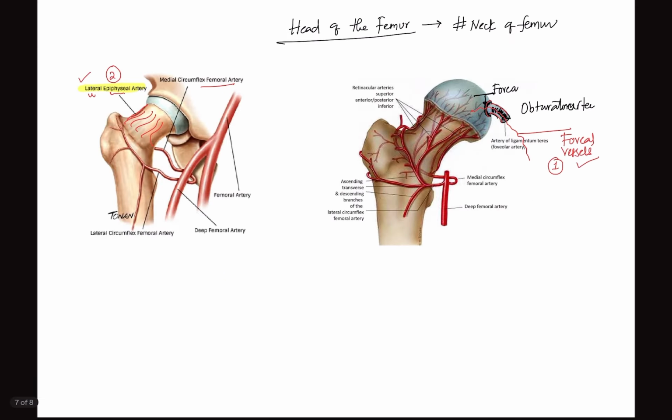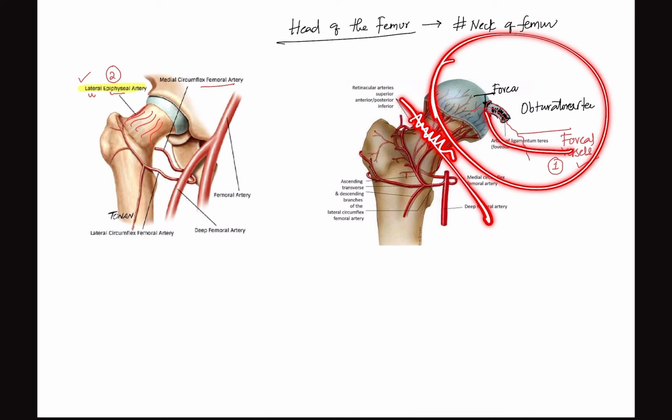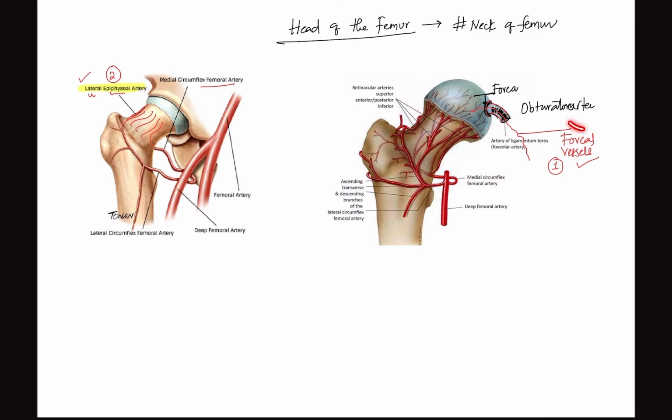Let's say there is a fracture here. What is happening? The retinacular artery blood supply is gone. Now the head is solely dependent on the blood coming from the foveal vessels. If at all this is deficient, there will be avascular necrosis of the hip, leading to future osteoarthritis, leading to non-union, leading to complete hip replacement. Right? Got the point. Now coming back to the neck of the femur.